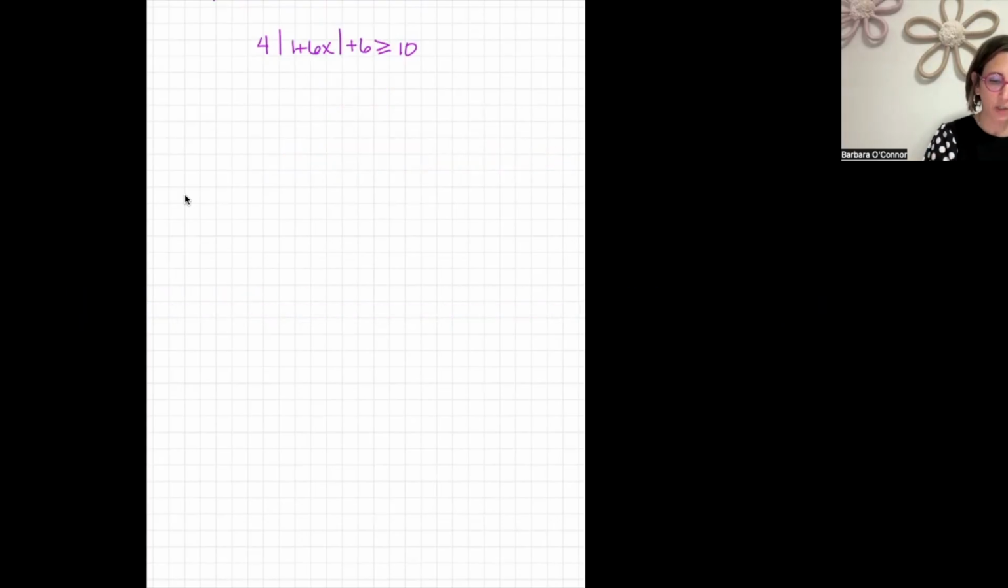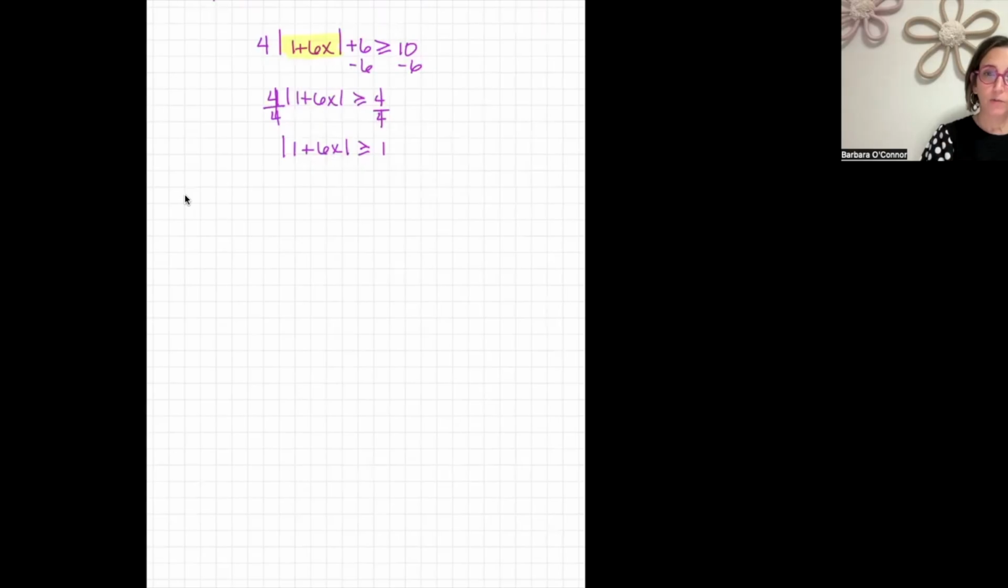The first thing we want to do is isolate the absolute value. So let's first subtract 6 from both sides, and then divide both sides by 4. So we have the absolute value of 1 plus 6x is greater than or equal to 1.